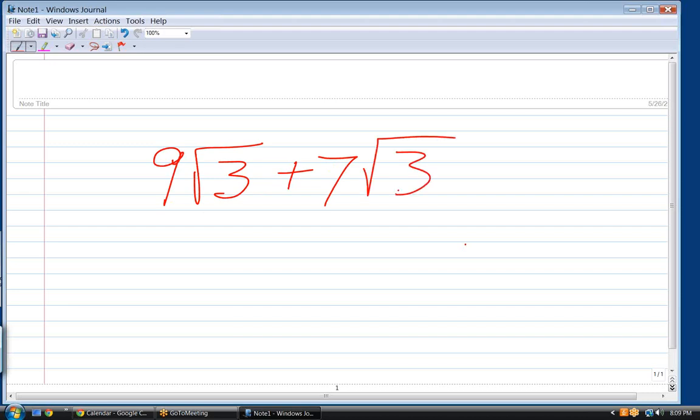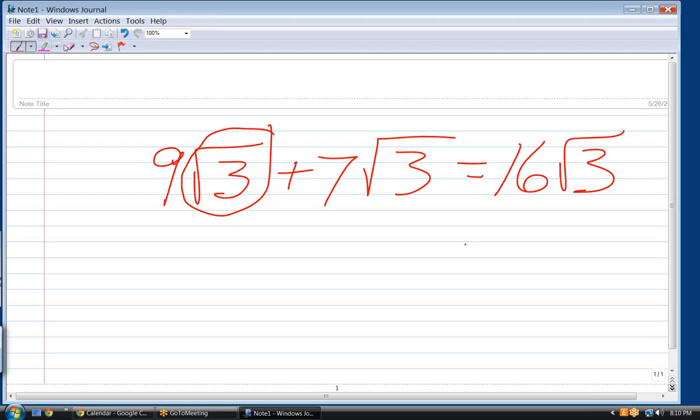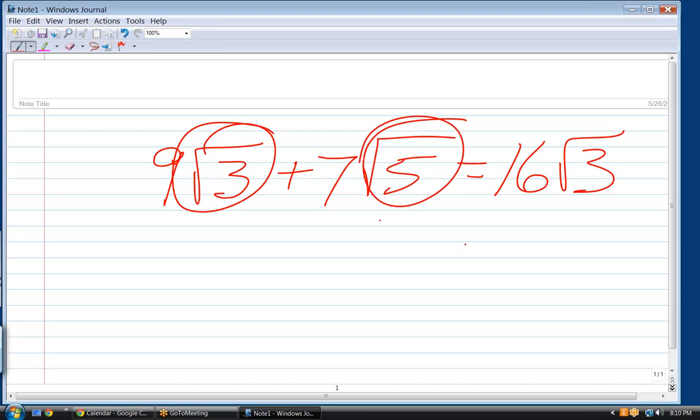Like this? Okay. These are both apples. That's an apple. Okay. I got 9 apples and 7 apples. How many apples do I have? 17? No. 16. And the apple is square root of 3. Okay? So as long as you got same things, you can add them and subtract them. If this is square root of 5, I can't do anything, because now this is an apple and that's an orange.